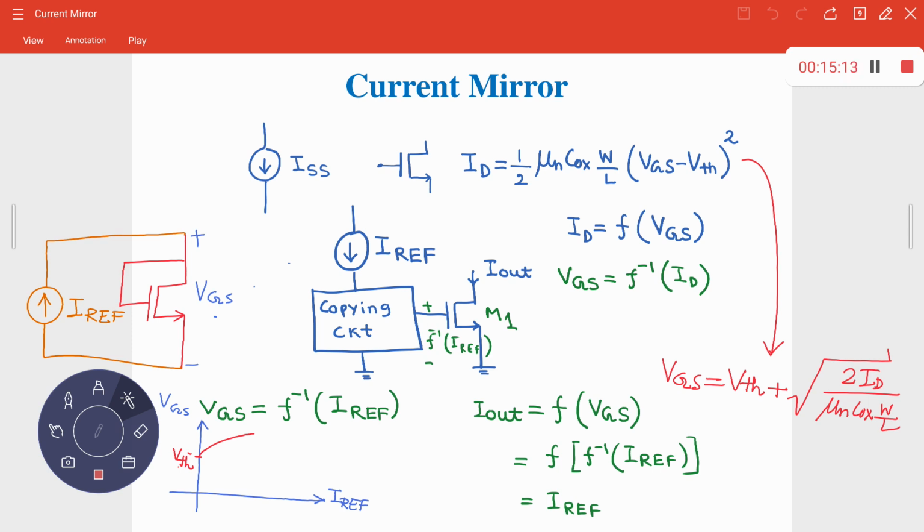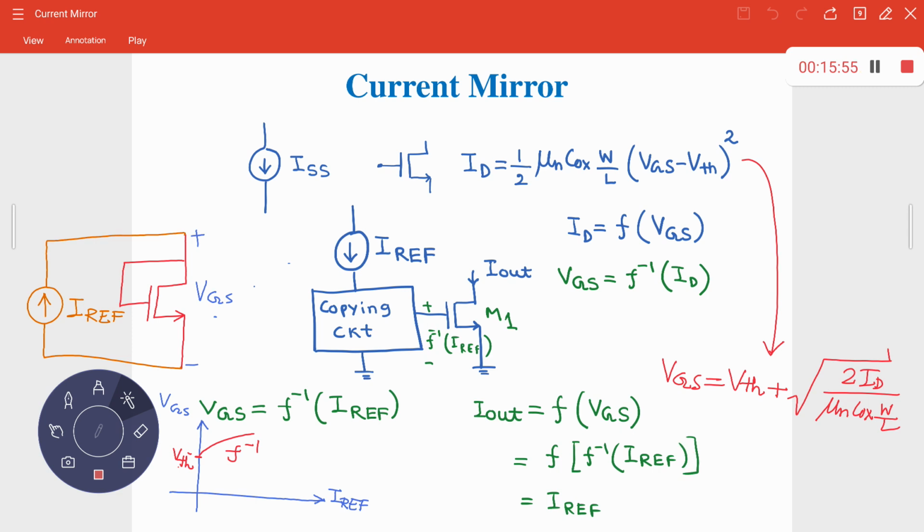Now, if I provide this particular VGS as the gate source voltage of another MOS, then what will be the current? The current will be equal to your I reference. That is the idea. This particular function is the f inverse function, which relates VGS as a function of I reference. So this VGS can be written as f inverse of I reference.